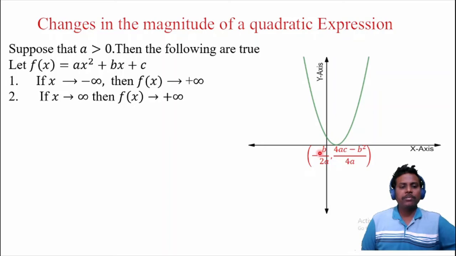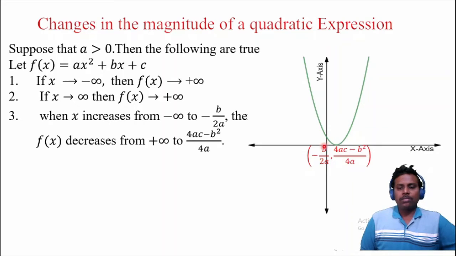Okay, the second point: if x is approaching positive infinity, where does f of x approach? F of x also approaches positive infinity. This is also evident. Now you know that when x is equal to minus b by 2a, the y value is 4ac minus b squared divided by 4a. This is the point indicated here. Now let us see what this point tells. When x increases from minus infinity to minus b by 2a, then f of x decreases from positive infinity to 4ac minus b squared divided by 4a. This is what is happening.